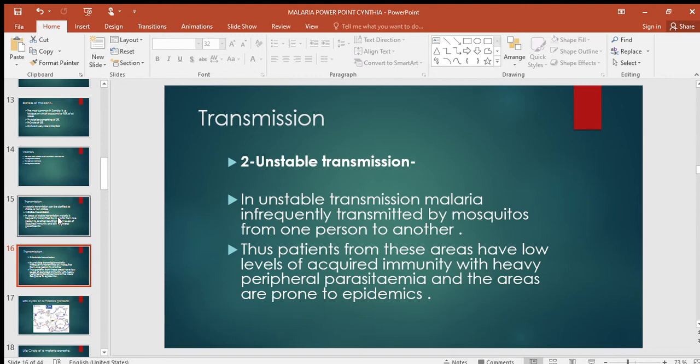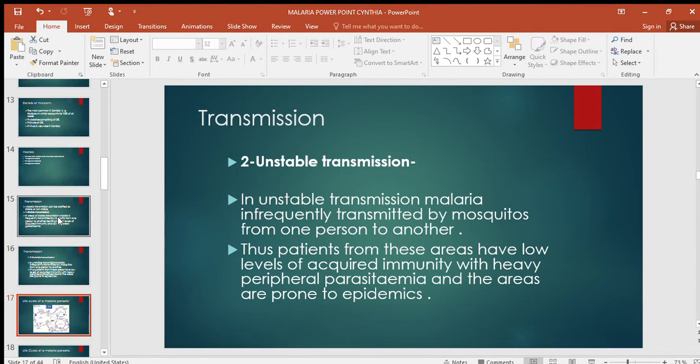So how do we know that this person has this number of parasites? It's by collecting blood for a malaria parasite smear. When it's taken to the laboratory, they are able to count how many parasites the individual has. So in unstable transmission, patients from these areas will tend to have a heavy number of parasites. That's the difference between unstable transmission and stable transmission.